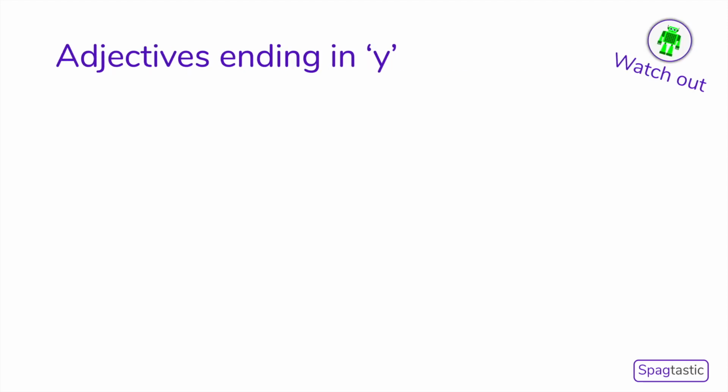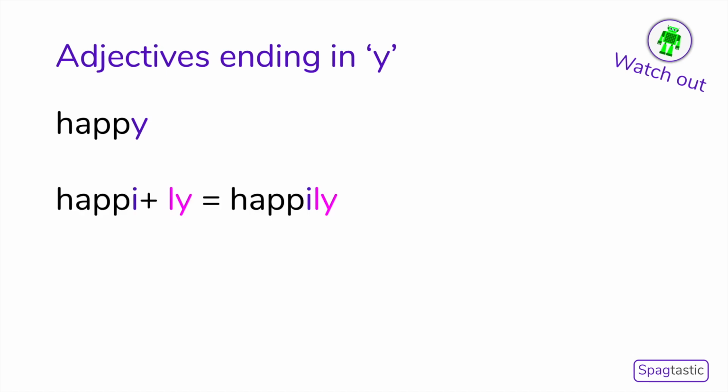If an adjective ends in a y, we need to change the root word before we add the suffix. This time our adjective is happy. You will notice it ends in a y. So what we need to do is to change that y to an I and add the suffix ly. So happily is HAPPILY.